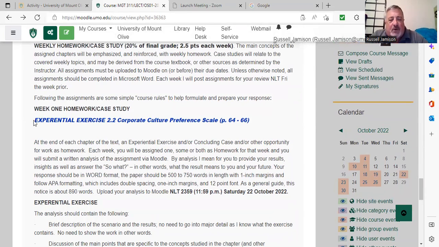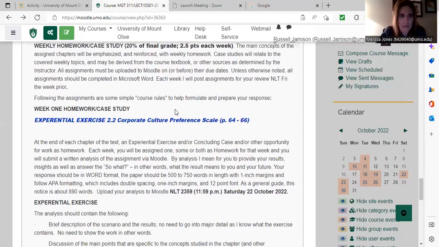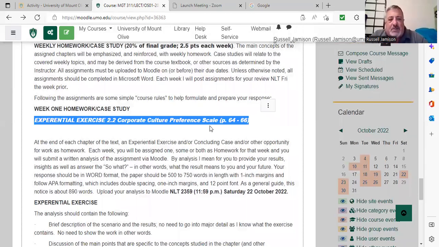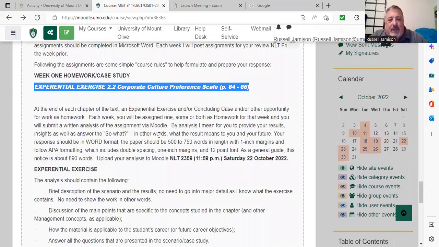In this particular case, on my screen, you'll see homework for week 1 is experiential exercise 2.2, which is found in chapter 2. And this is an exercise that I want you to have done and have that posted by Saturday night, 23:59. And this will change every week. Every week there'll be an exercise or a case study or a concluding case or both.